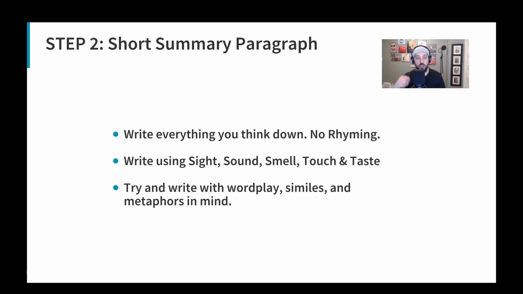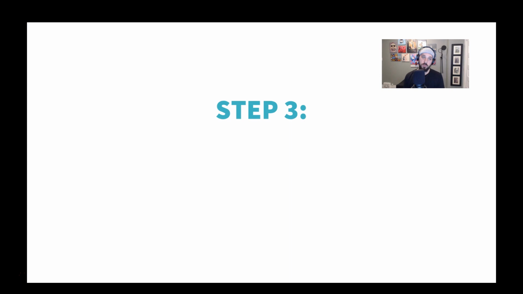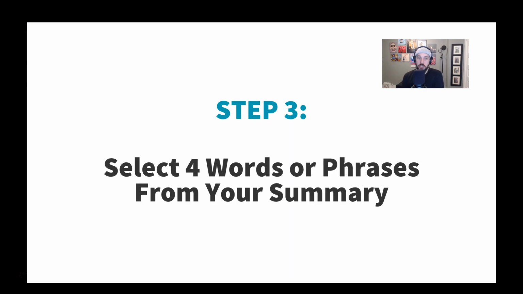And then you can also try to write with some wordplay and similes and metaphors in mind if you're at that advanced level. If not, you don't need to do that at all. Just write, okay, yeah, I really like basketball. You can literally write that if you want to, and just write down whatever comes to mind, whatever you're thinking of. Step number 3. So do that first and then move on to step number 3.